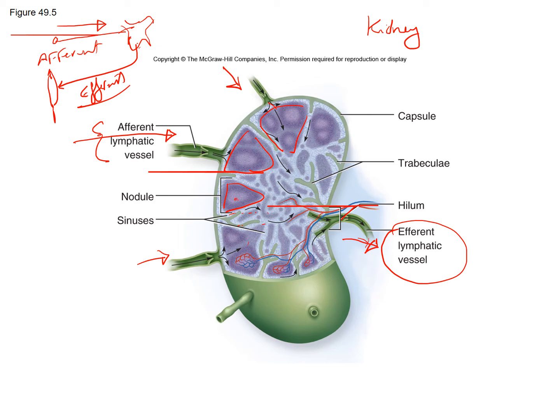And of course, inside those nodules, there are a lot of lymphocytes that investigate this fluid, trying to find out anything that is not good, to kill it. And then the fluid will pass to the other side and will be exiting through the efferent lymphatic vessel. And of course, this will go to the lymph duct, and then from lymph duct to subclavian, from subclavian going to superior vena cava to the heart, to the right atrium.